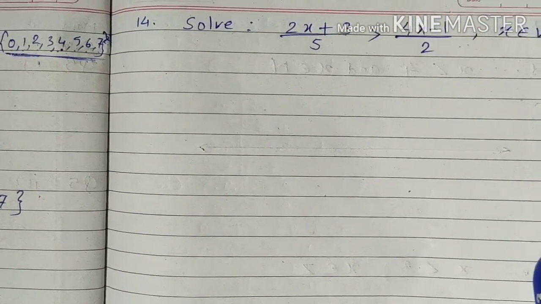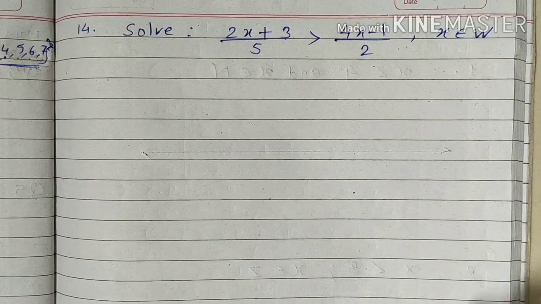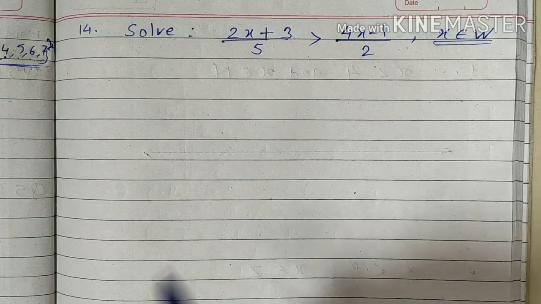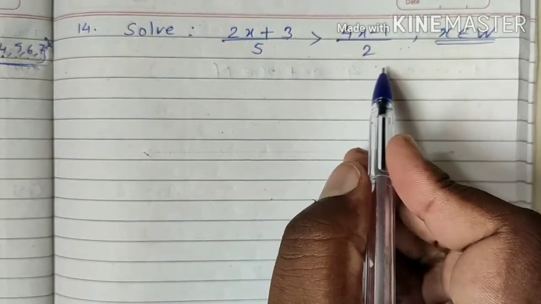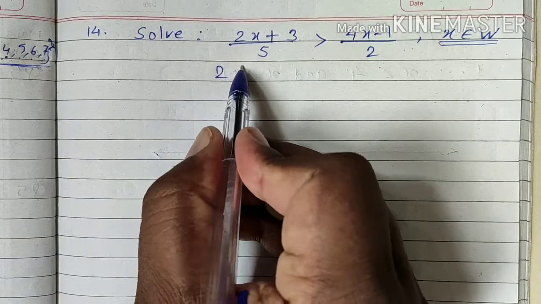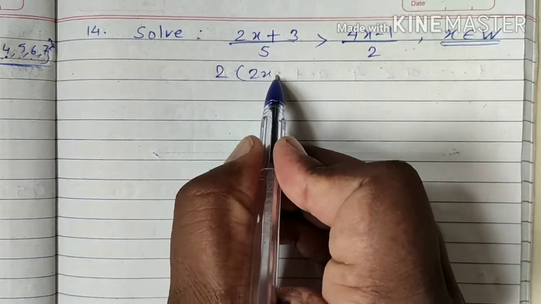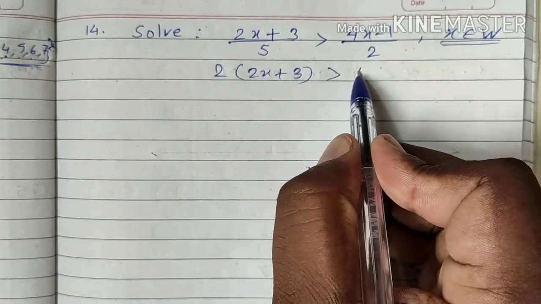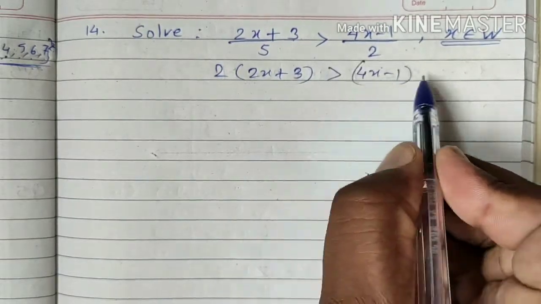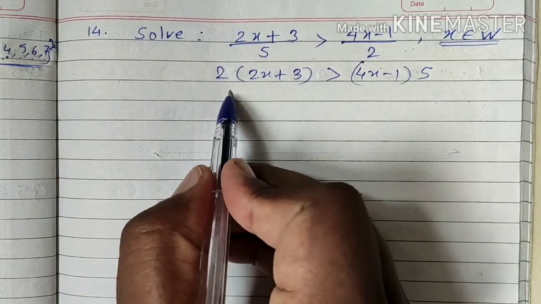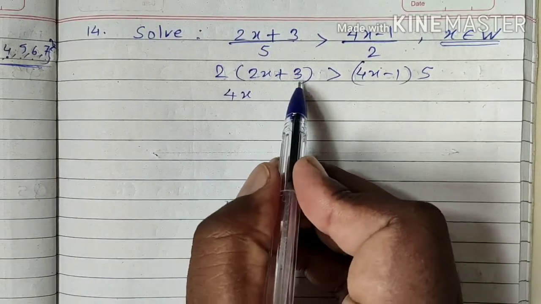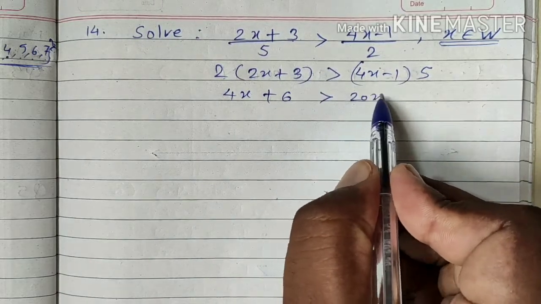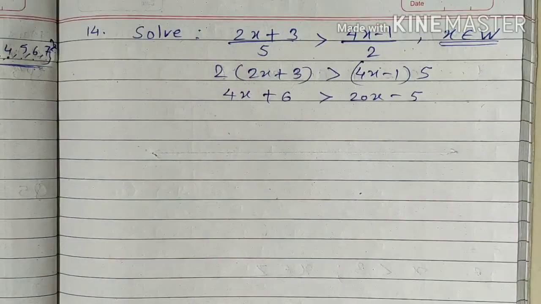Now we are discussing question number 14. Our universal set is the whole numbers. Here make a cross multiplication. 2 in the bracket 2x plus 3, 5, so it is 4x minus 1 multiplied by 5. 2 2s are 4x, 2 3s are 6, 5 4s are 20x, 5 1s are 5.